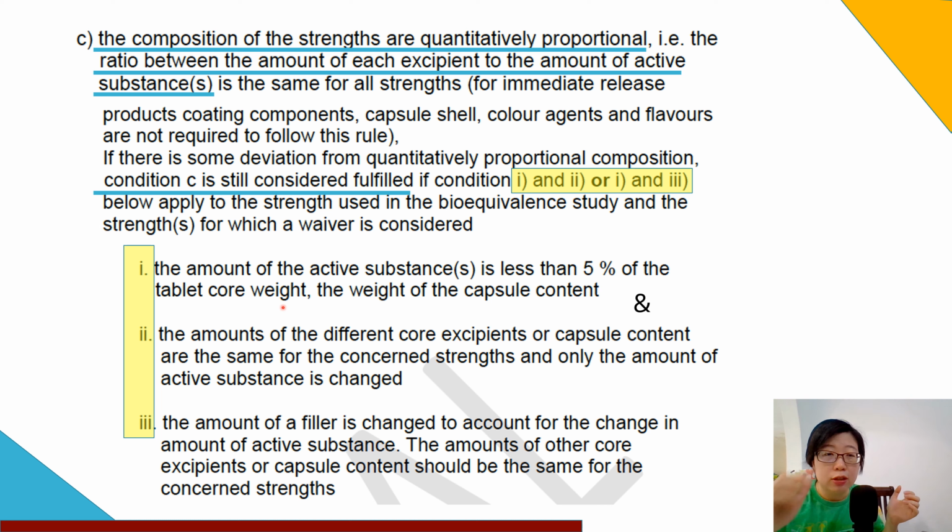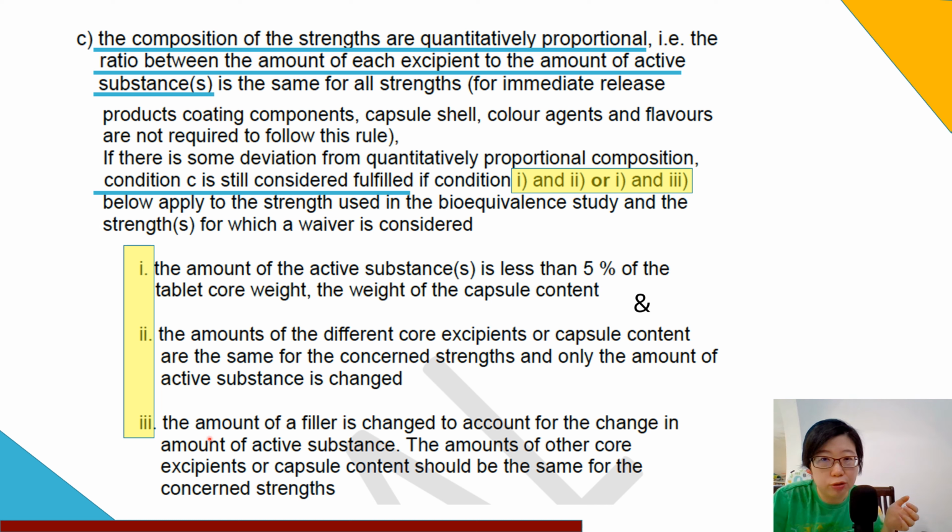There's some maths. The second criterion says that the amount of the different core excipients, or capsule content, are the same for the constant strength, and only the amount of active substance is changed. So your other components like disintegrants will still be the same, because the active substance is less than 5% of the overall weight, but you just change the amount of the filler to top up, to make sure that the weights are the same because of manufacturing easiness.